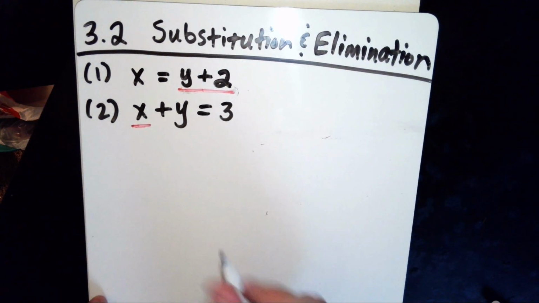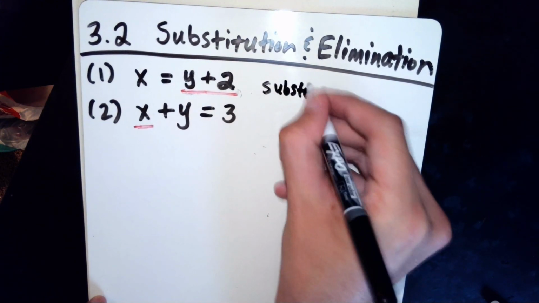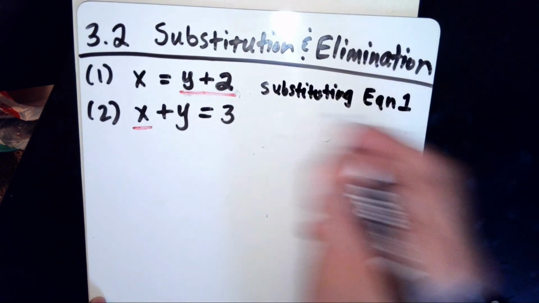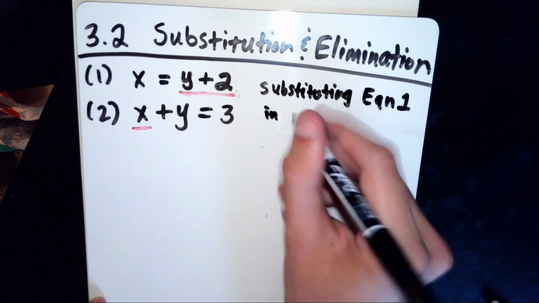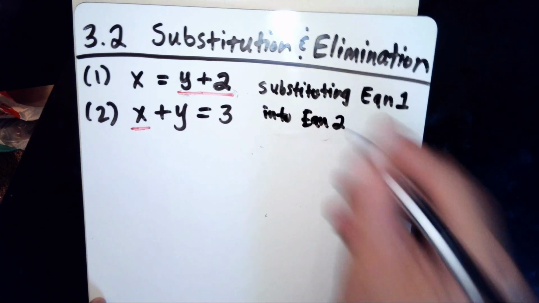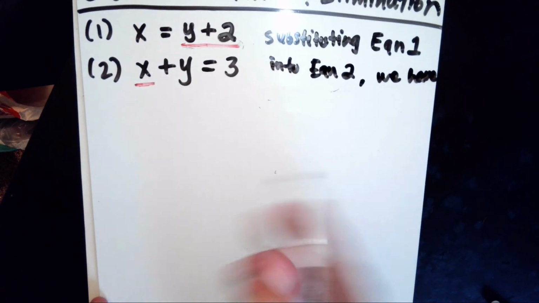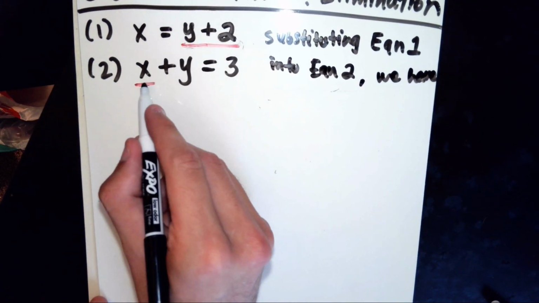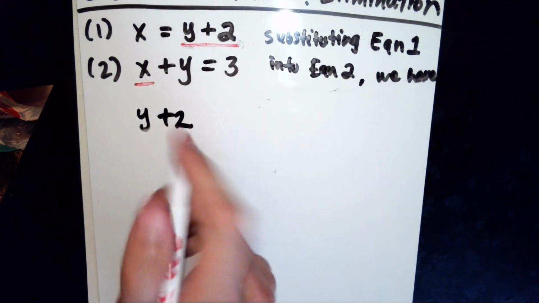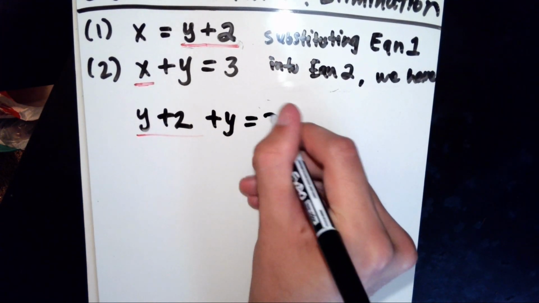So using equation 1, I'll say substituting equation 1 into equation 2, we have, so instead of x we have y plus 2, so now we have y plus 2 plus y equals 3.